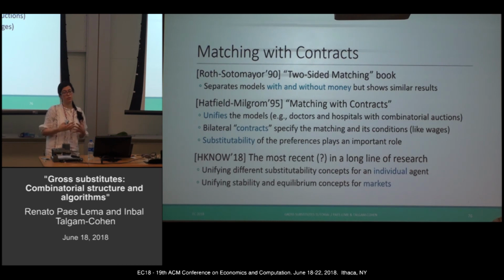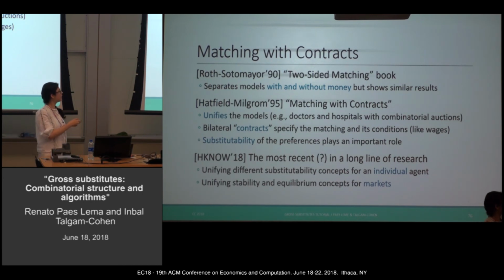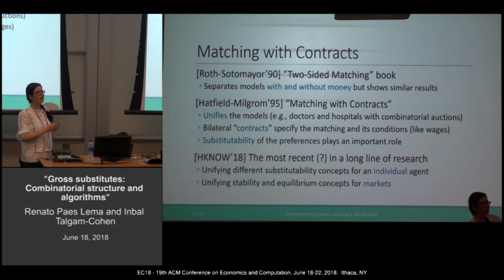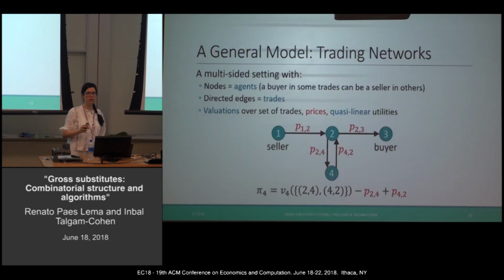And then after that, there was a really, really long line of research, so I can't even start to cover everything. I think the most recent one is this paper by Hatfield et al. It unifies, I think they say, 8 different substitutability concepts for an individual agent. For markets, they unify stability and equilibrium concepts.